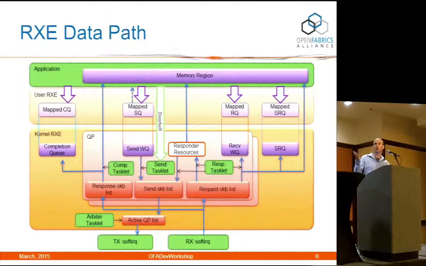So what are the arbitrations that we need to worry about? Fairness among QPs, fairness among service levels, and within a QP, fairness between the initiator side and the responder side. I think that's more or less it. But I don't need any execution context to do that.